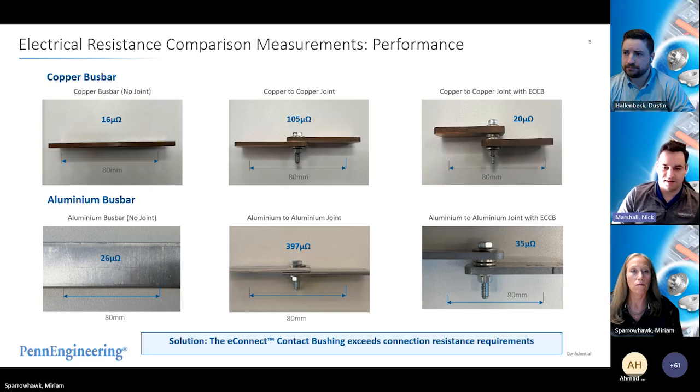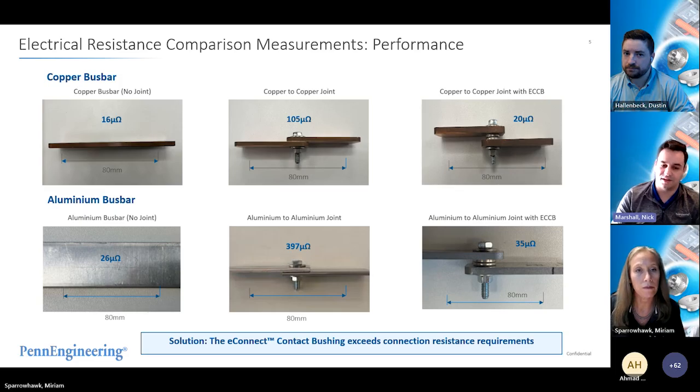And what we're showing on the left here is the illustration of the best case. This is a pure conductor. There's no joint in it. We're just measuring across a predefined distance of 80 millimeters. So this is purely the resistance within the copper on the top image and the aluminum on the bottom image. With the copper, we're seeing about a 16 microohm resistance, and that's why copper is so commonly used in bus bars. And aluminum, we're seeing 26, which is still a very good measurement, but it's much higher than the copper.